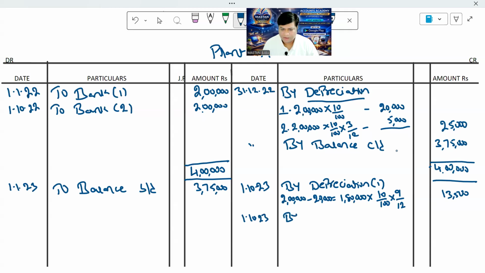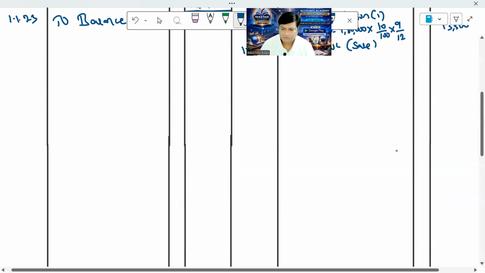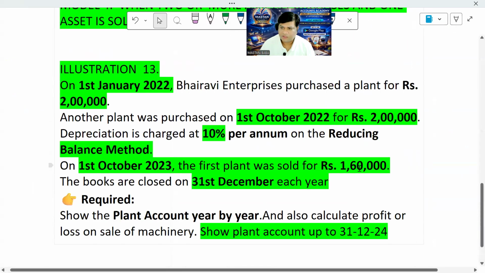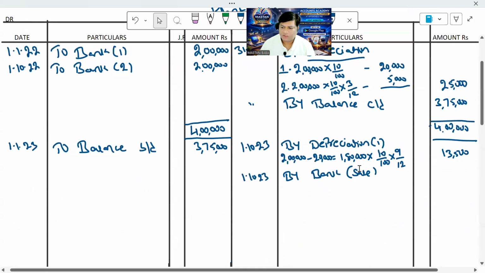On same date, 1/10/23 by bank, within brackets mention sale. What is the sale of an asset? For how much has it been sold? Check it. It has been sold, I think, for 1,60,000. Yes, exactly 1,60,000. I am taking that 1,60,000 here as sale value. Now what am I supposed to do? I am supposed to calculate profit or loss on sale of first plant.